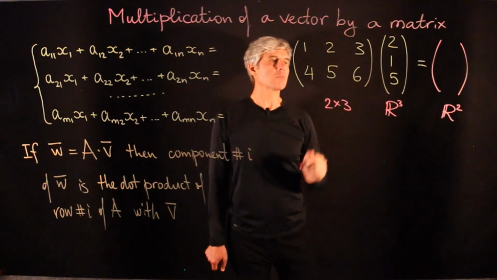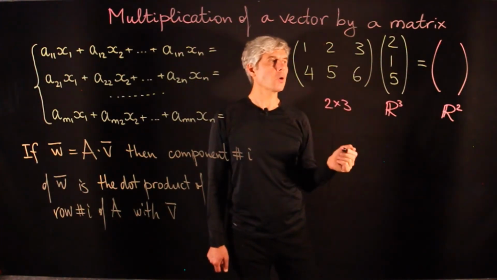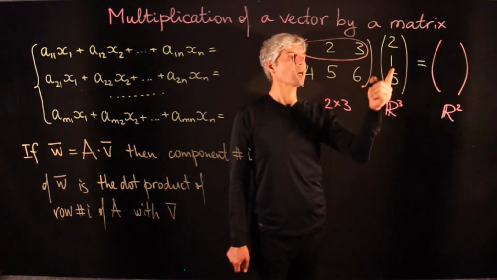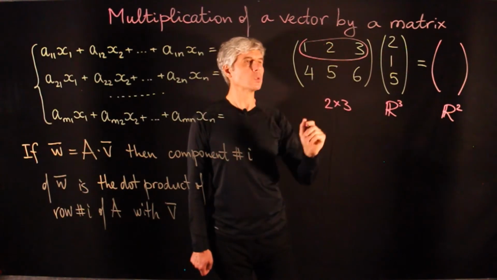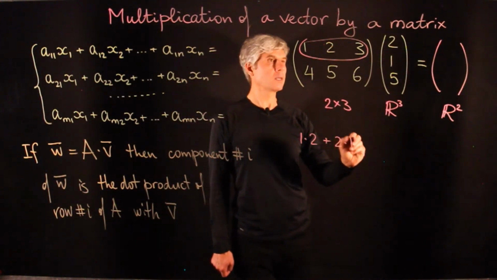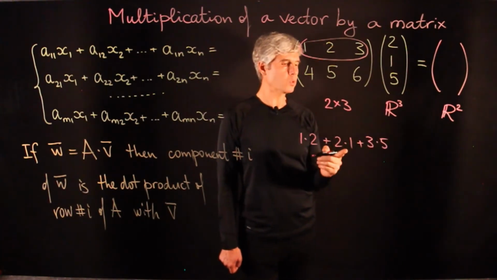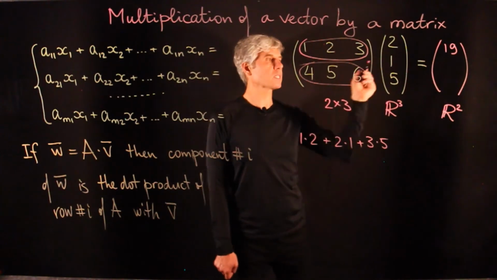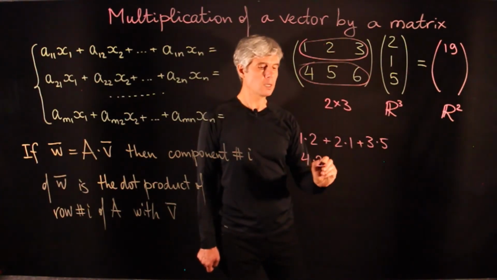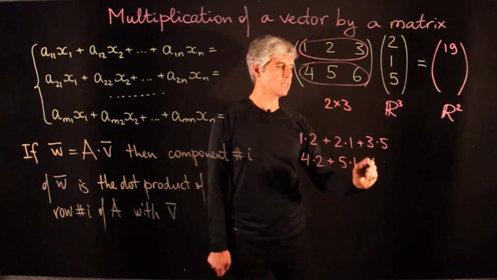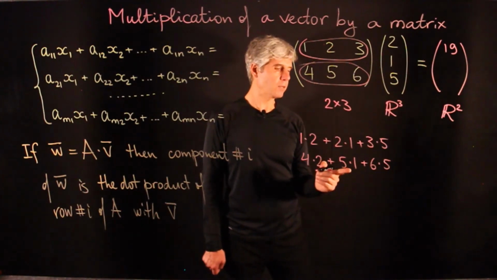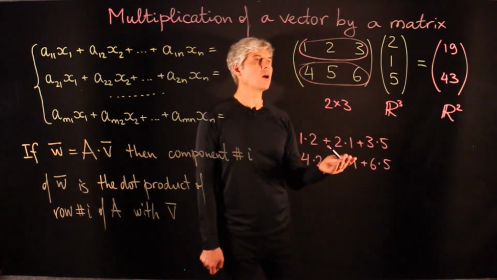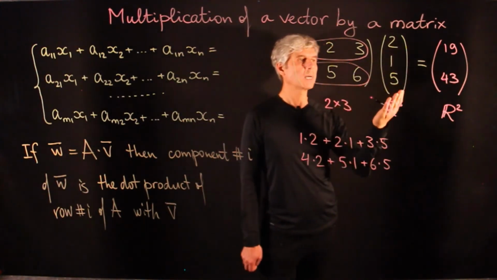We take rows of this matrix and we compute dot products of each row with this vector. So for example, here we take the first row and take the dot product of 1, 2, 3 with 2, 1, 5. So this dot product is going to be 1 times 2 plus 2 times 1 plus 3 times 5. So this is 2 plus 2 plus 15. So this is 19. And then we take the second row. The second row will give us the second component of this vector. So we get 4 times 2 plus 5 times 1 plus 6 times 5. So here we have 8 plus 5 plus 30. So that's going to be 43. So this is an example of how we multiply a matrix by a vector.